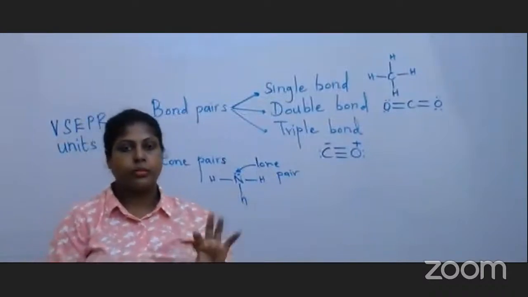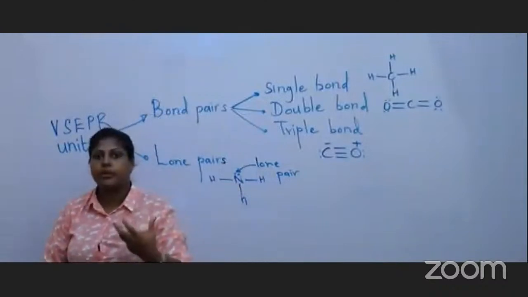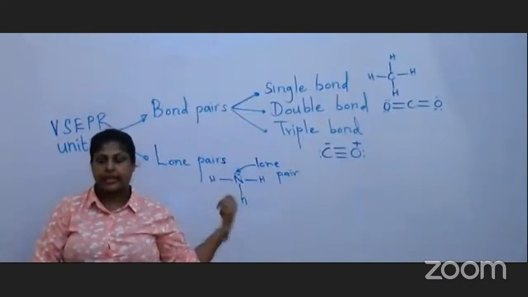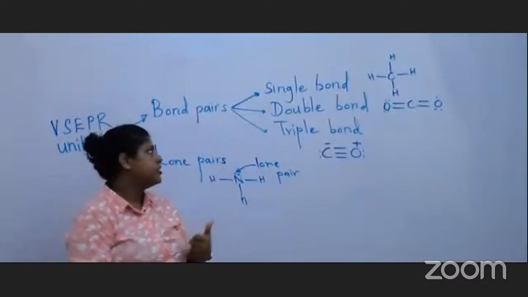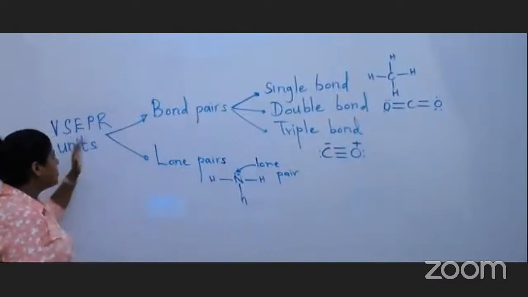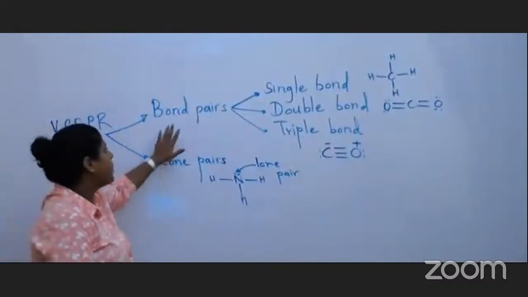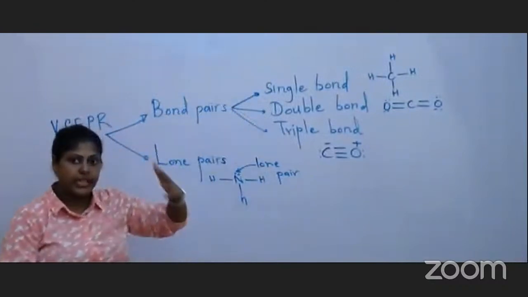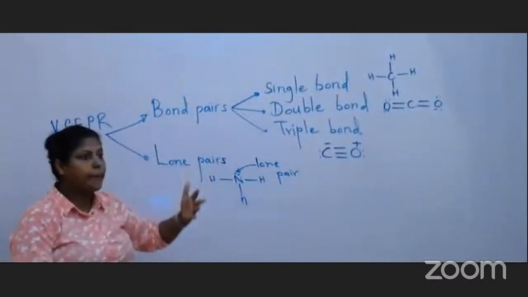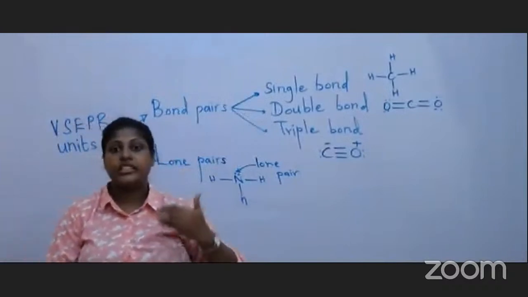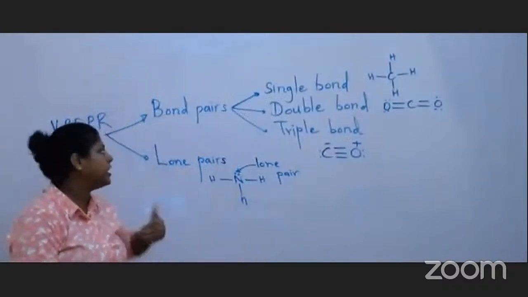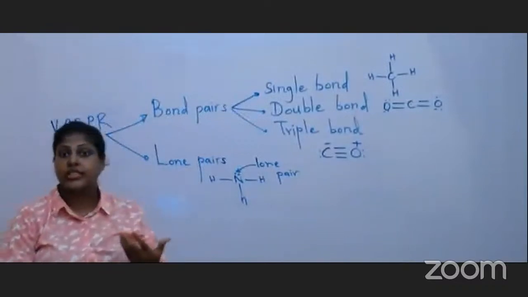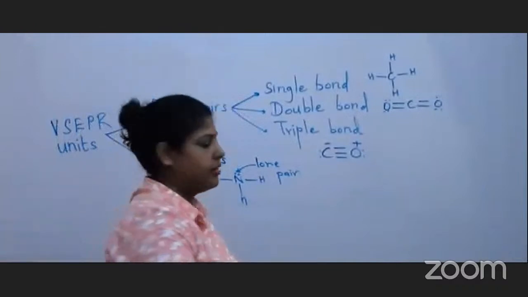So this simple information can be obtained from the Lewis structure of the molecule by taking the VSEPR units too. So you can note down that VSEPR units may be bonded pairs and lone pairs. Bonded pairs: single bond, double bond, and triple bond. One single bond, one double bond, one triple bond is considered as one VSEPR unit. And one lone pair is also considered as one VSEPR unit.